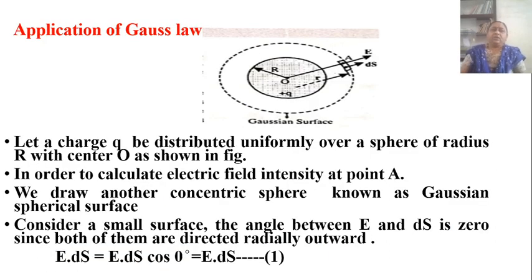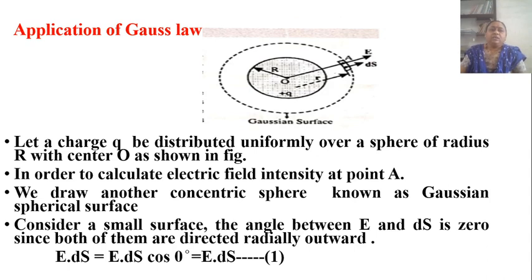Now, another topic: the application of Gauss law. An important relationship exists between the integral of the normal component of the electric field over a closed surface and the total charge enclosed by the surface, which is given by Gauss law: the integral over a closed surface of E dot dS is equal to 1 upon epsilon 0 times the summation of qi.